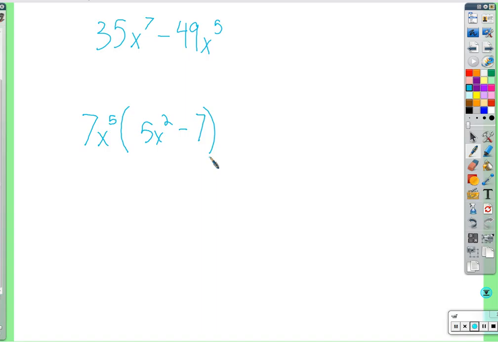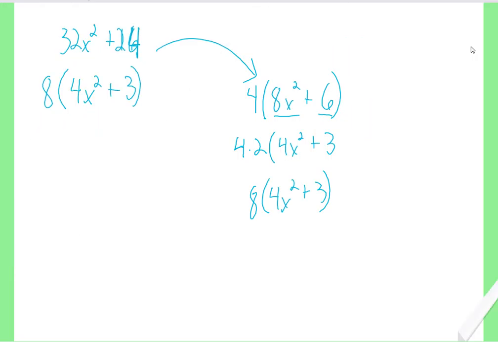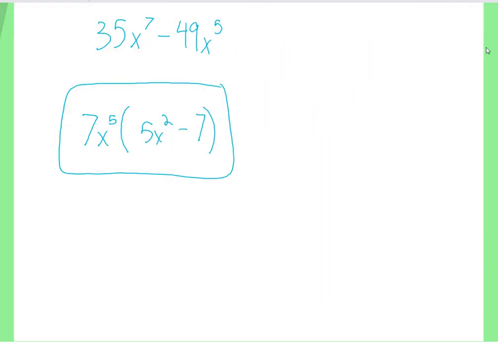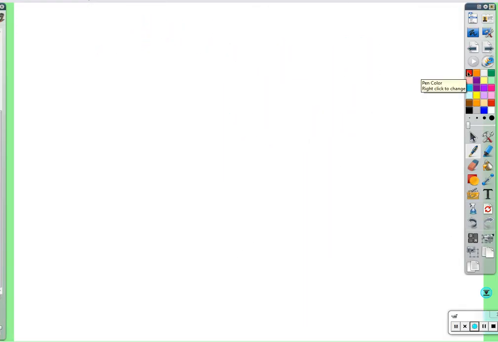Okay. Monomials. What does monomial mean? Just one thing, one term. What's the monomial here? 7x to the 5th. That's the monomial that we factored out of that original polynomial. Okay, so we factored monomials out. Let's factor a monomial out of a trinomial, and we'll call it done.